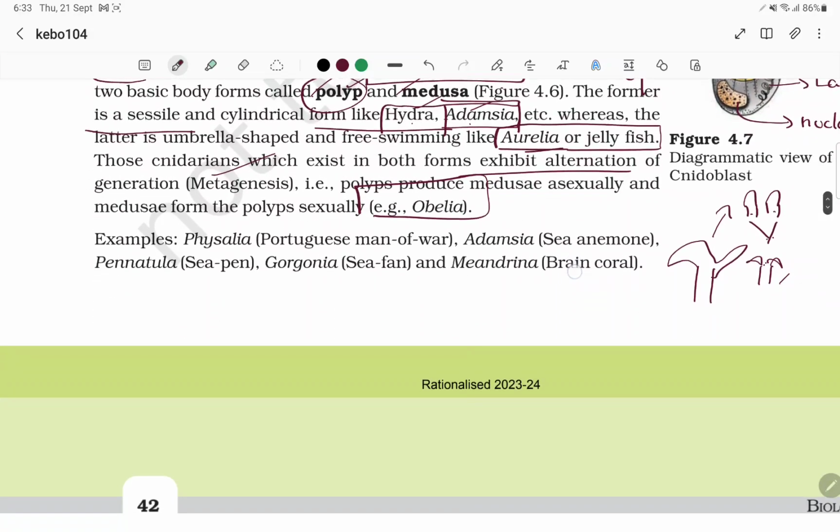Here they have given some of the examples. Physalia, Portuguese man-of-war. From very far you can recognize it; it's like a Portuguese ship which is ready for war. And this is actually colonial in nature. What you are actually seeing is the entire very big colony. Adamsia, we otherwise call sea anemone. Pennatula, sea pen. Gorgonia, sea fan. Meandrina, brain coral.